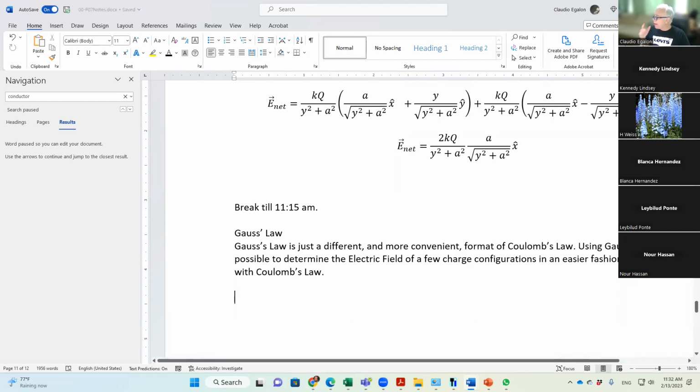So what do you have to memorize for Gauss's law? Okay, how to memorize it?